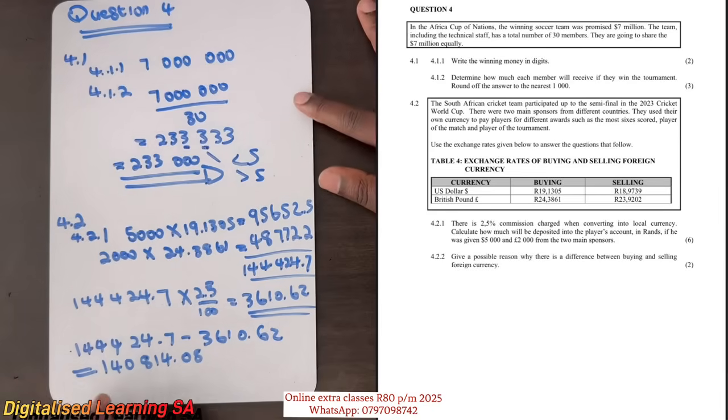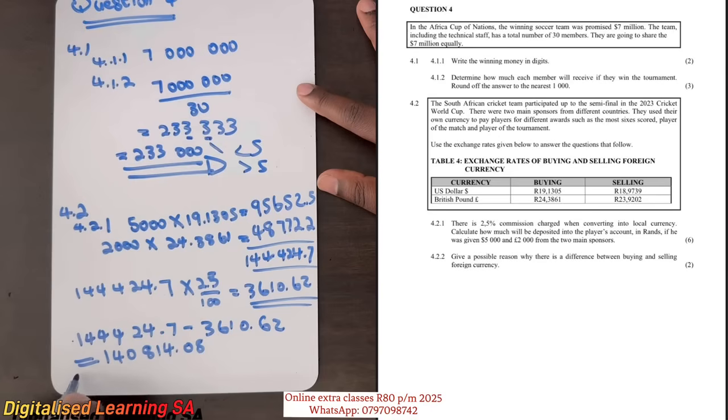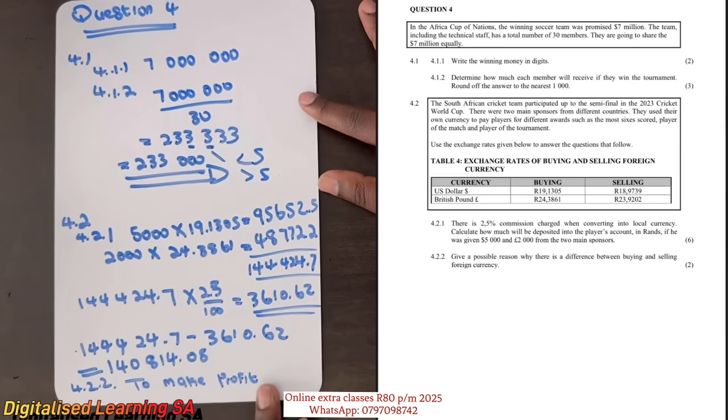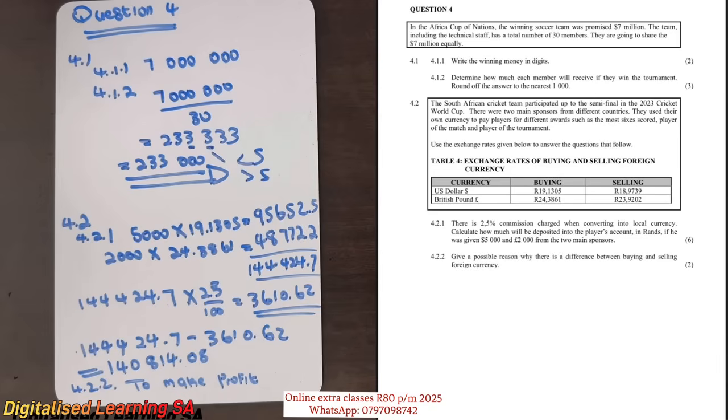Okay, so now let's move to question 4.2.2. We can even answer it below here. Question 4.2.2 says give a possible reason why there is a difference between buying and selling foreign currencies. There's only one reason, which is to make profit. People who buy and sell things do it to make a profit.